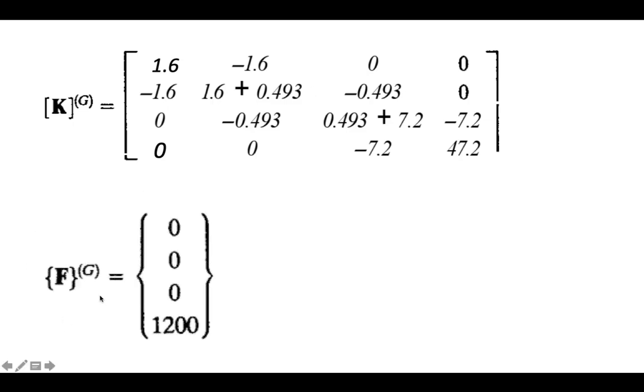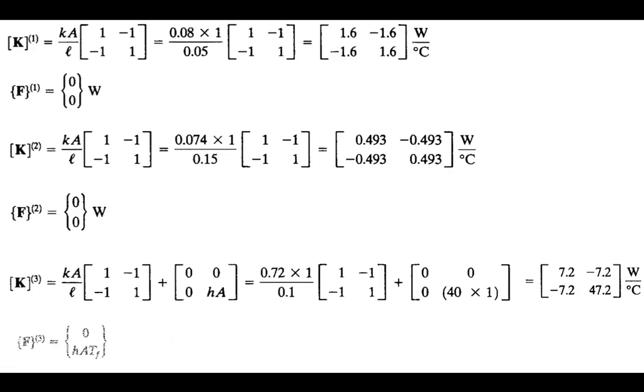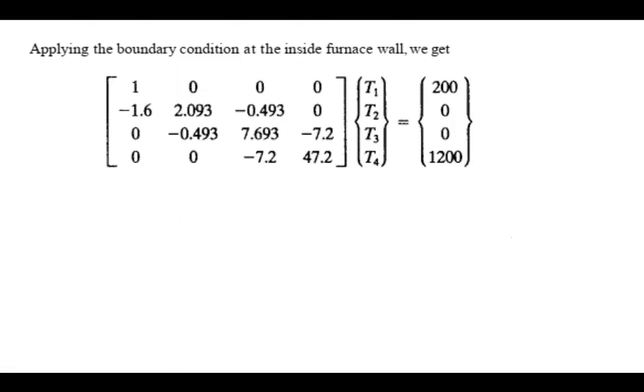This is your global heat load vector. The only last parameter we are getting is HATF, that is 1200. Now we will apply the boundary condition. To apply the boundary condition, we have to make these three terms zero. Now the question must be coming to your mind, why are we making these three terms zero?